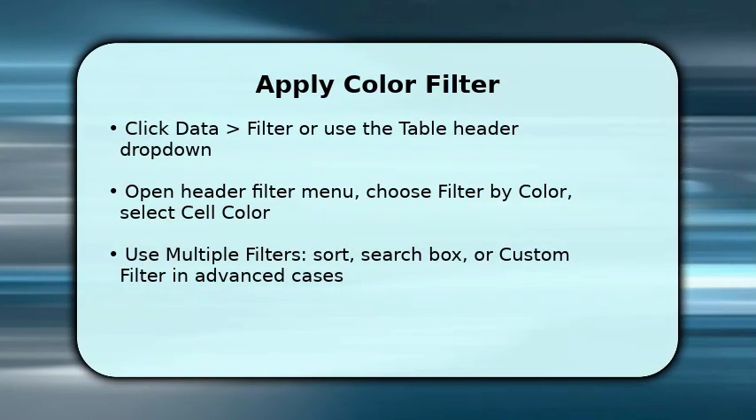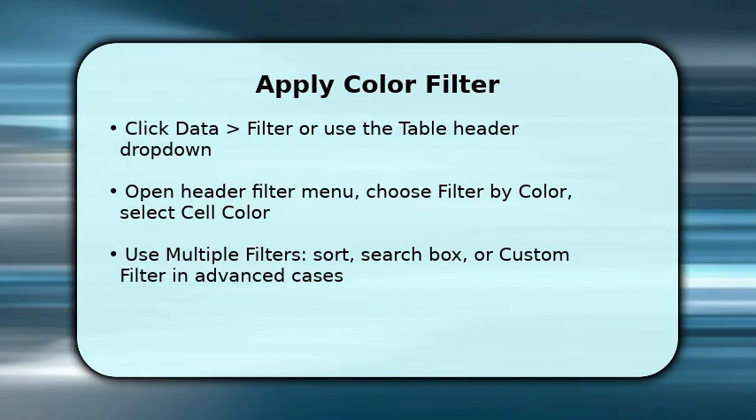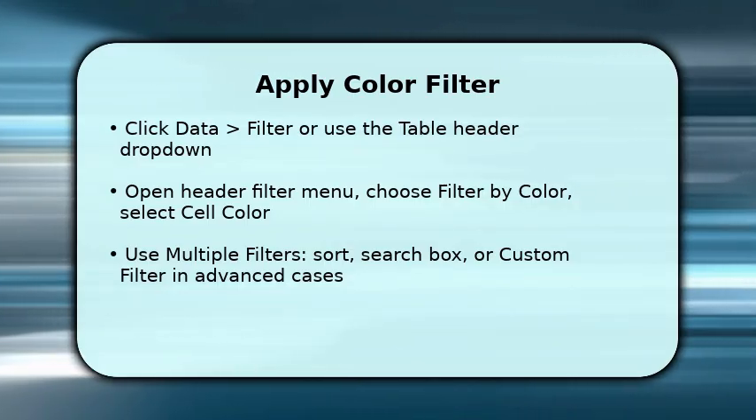You now turn on filtering. Use Data Filter or the Table Header dropdown. Next, open the Columns Filter menu, go to Filter by Color and pick Cell Color. Excel shows the specific fills available and filters instantly.